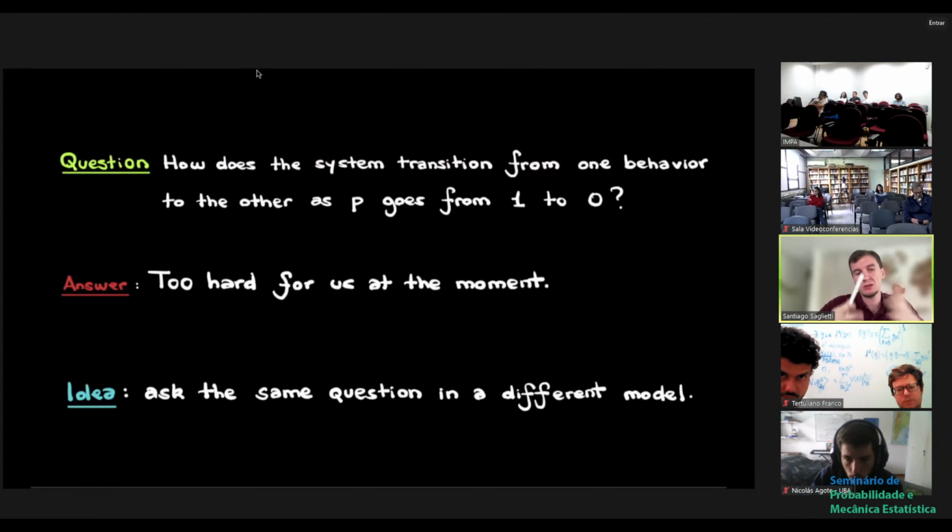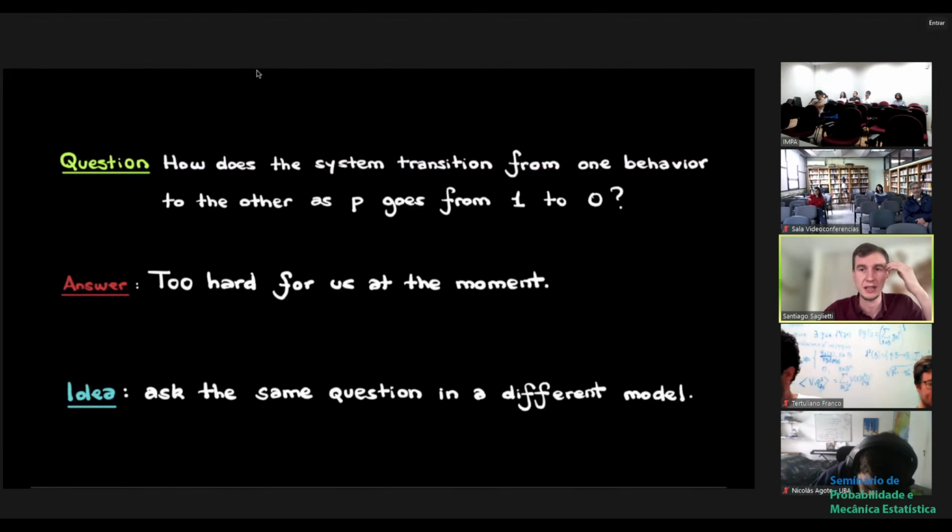Is there a level? Okay, what kind of phase transition is happening? Well, we know that for p equals 0, the behavior is different from p equals 1, but we want to understand somehow what the transition is like. To give an answer to this question is too hard for us at the moment, because we're not even sure what's happening at p equals 1.